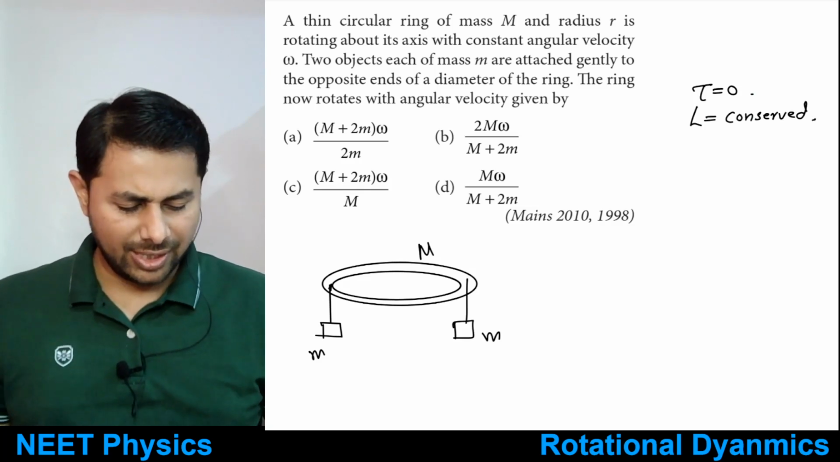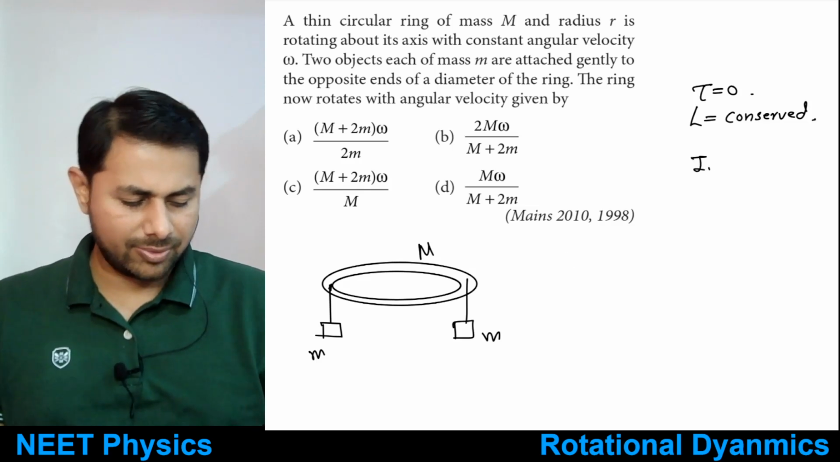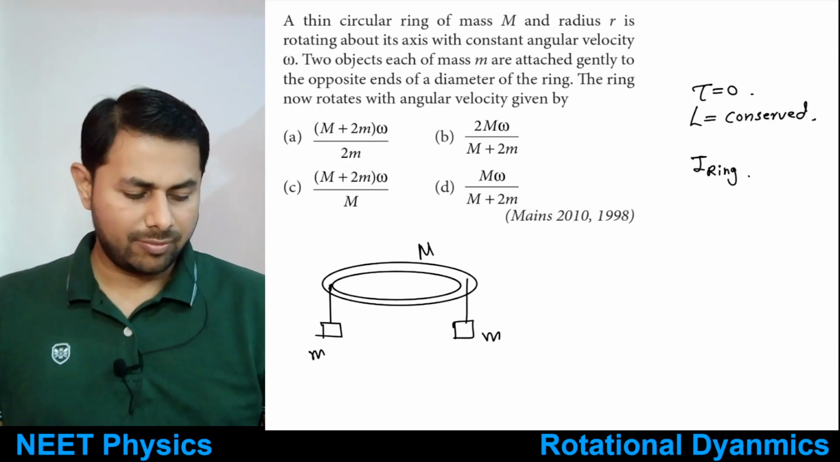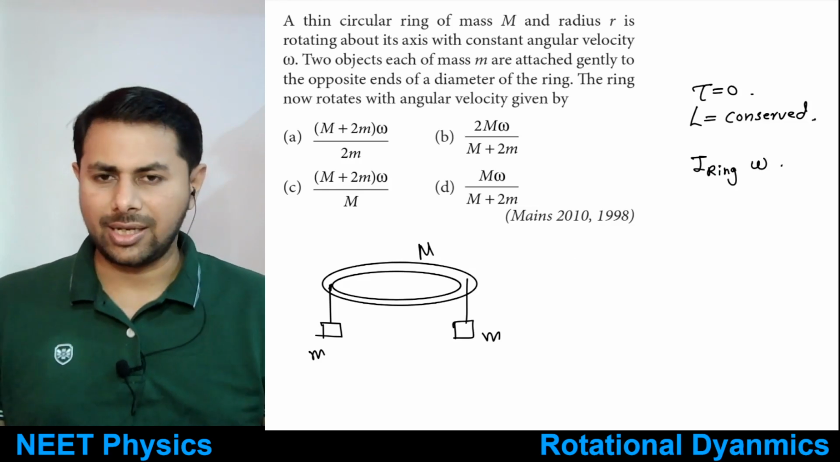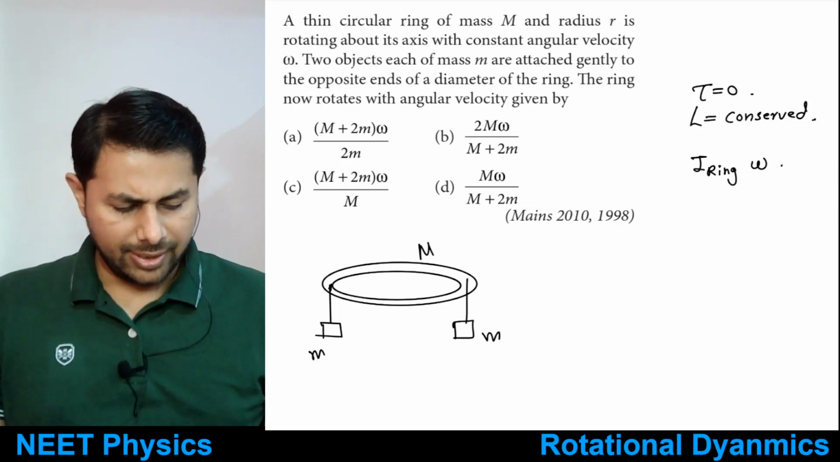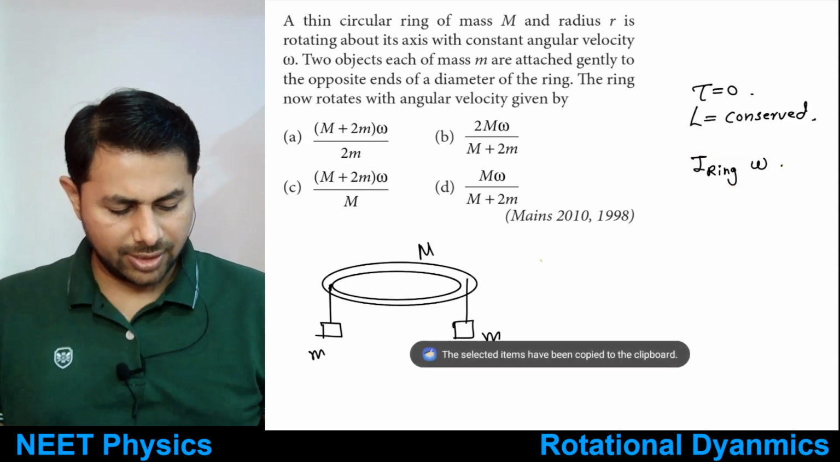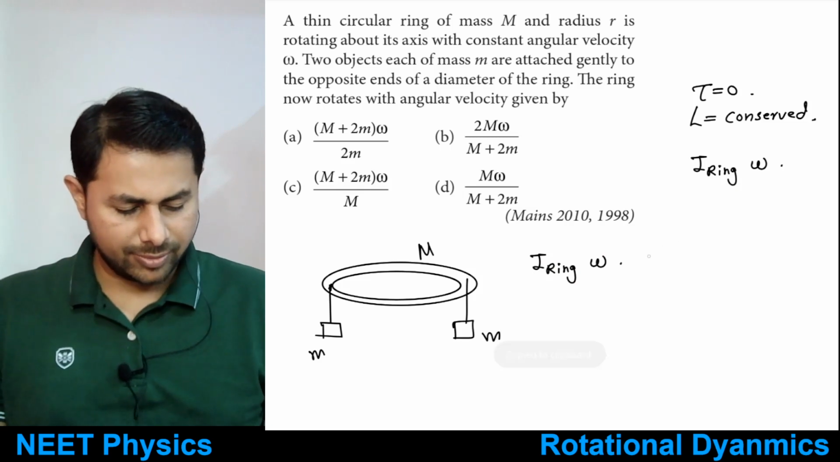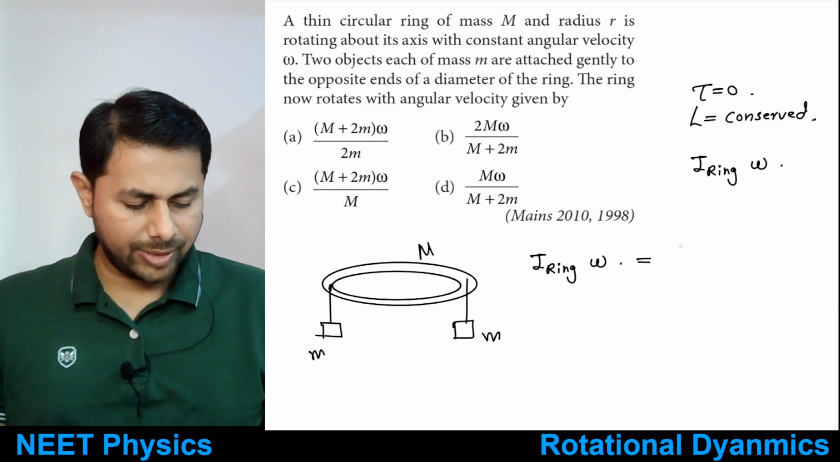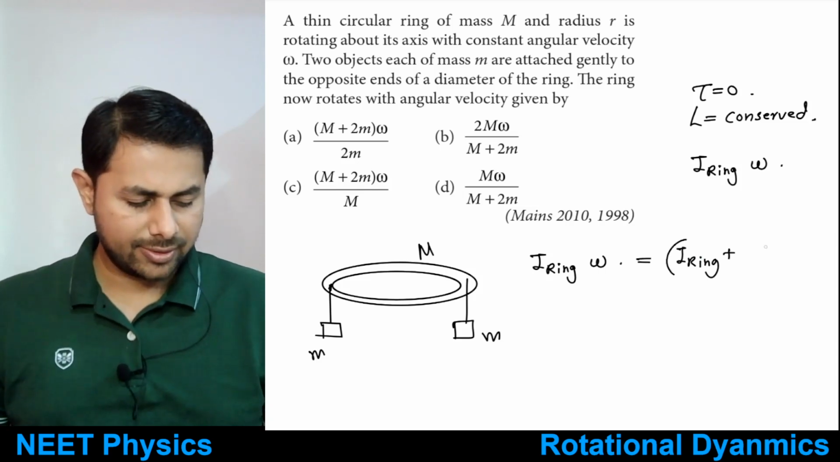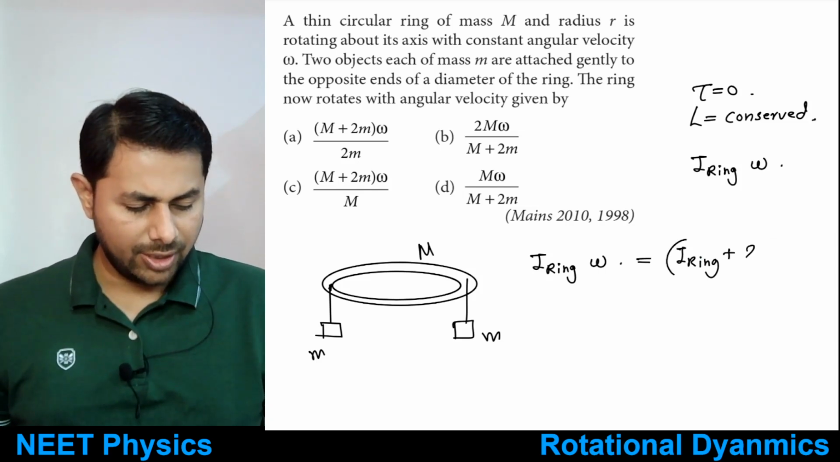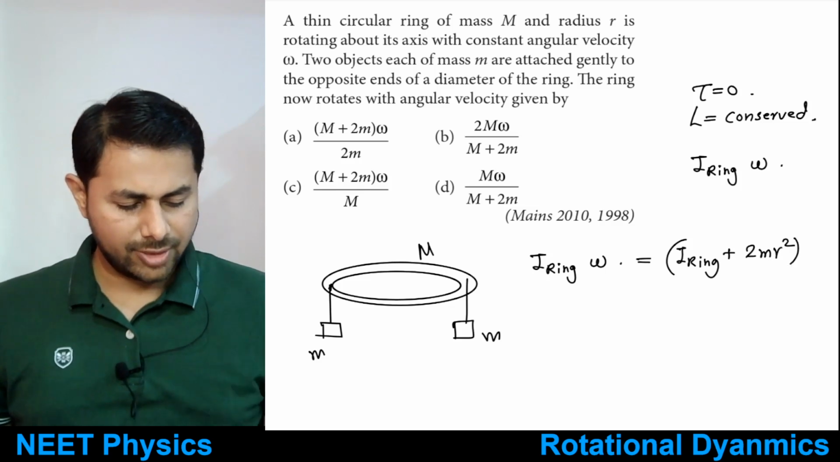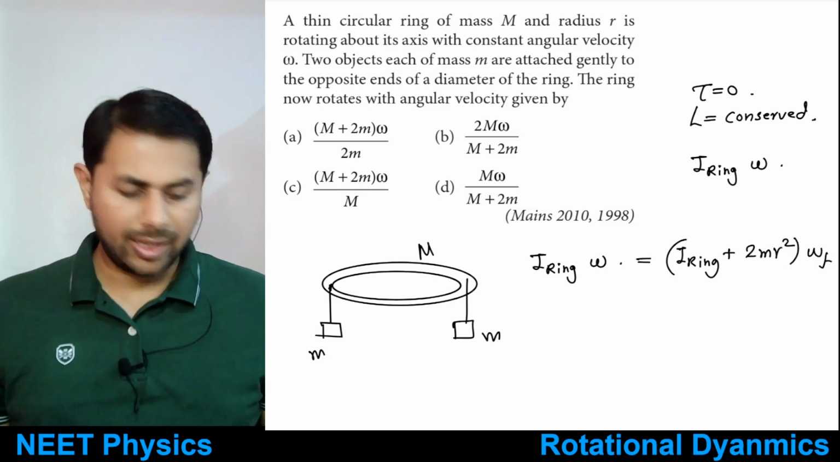So the initial angular momentum. What is the initial angular momentum? The moment of inertia of the ring multiplied by omega is the initial angular momentum. It should be equal to the final angular momentum, which is the moment of inertia of the ring plus these two masses. What is the moment of inertia of the masses? 2 times mr square, multiplied by the final velocity omega f.